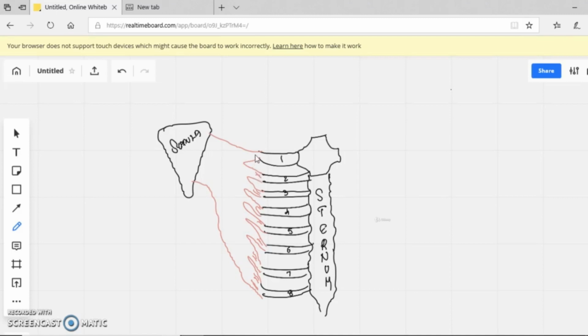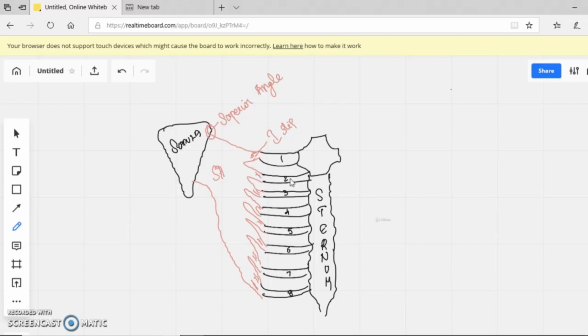And talking about the origin, as I already said, it has 8 digitations, and these 8 digitations are getting inserted in different ways. Such as the first digitation, that is the first slip, it is getting inserted into the superior angle of the medial border of scapula. So this is the superior angle of scapula, where we will be having insertion of the first slip of serratus anterior.